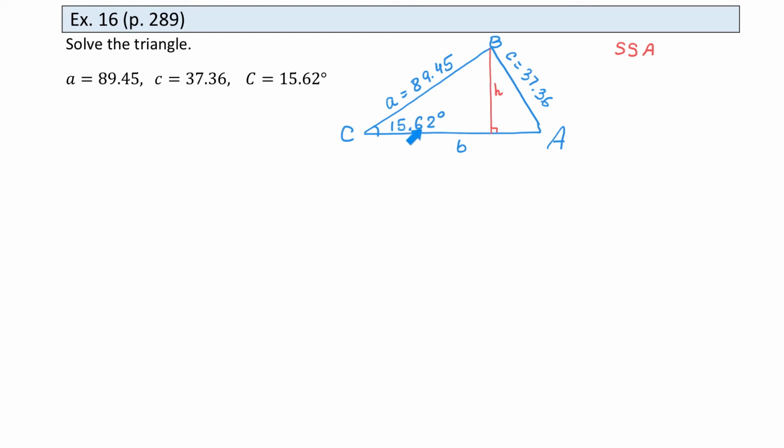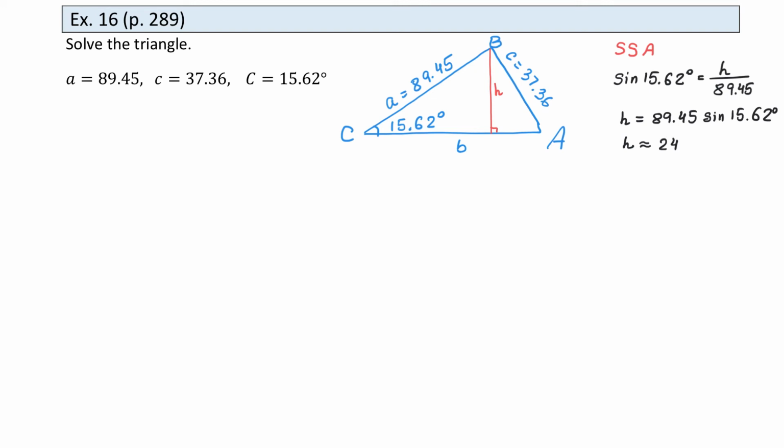If we look at this triangle, then we can say that sine of 15.62 degrees equals the opposite side, which is the height, divided by hypotenuse, which is 89.45. So sine of 15.62 equals h divided by 89.45. If we multiply both sides by 89.45, we will get that h equals 89.45 multiplied by sine of 15.62 degrees. Then h equals approximately 24.